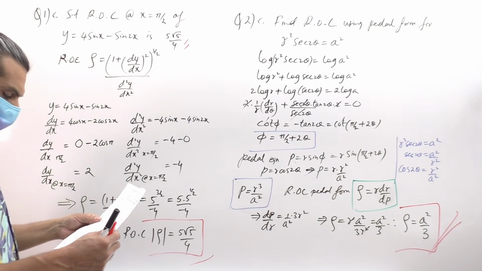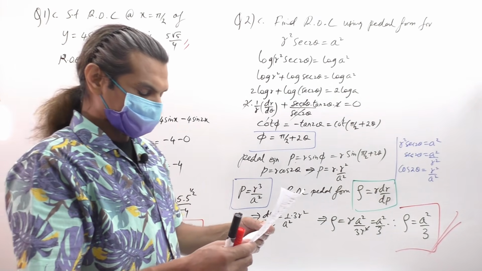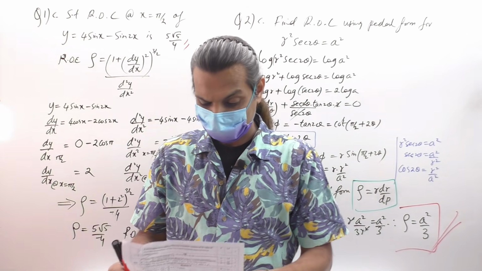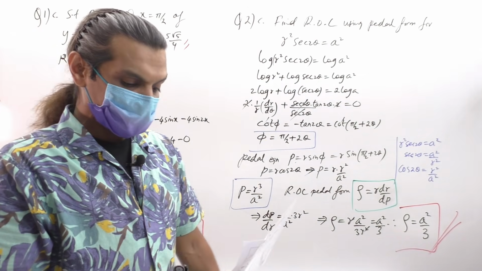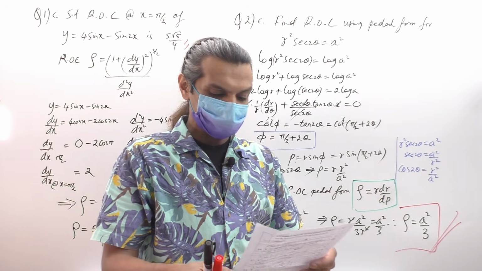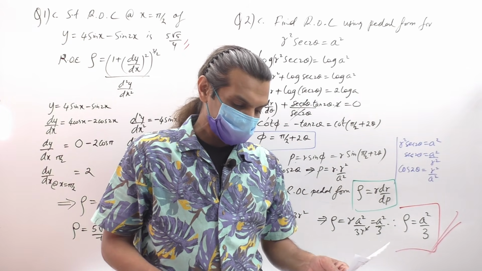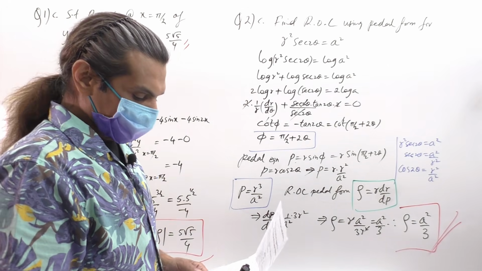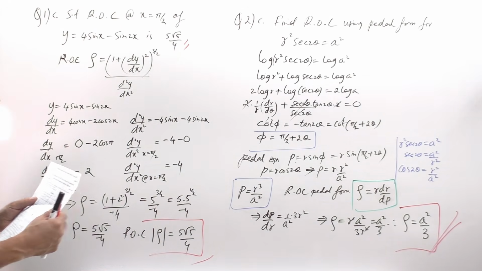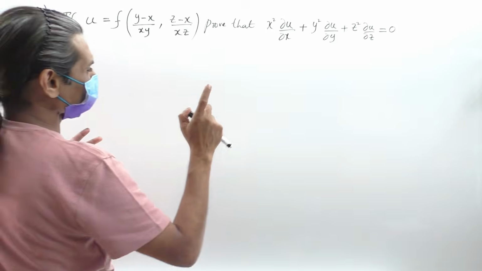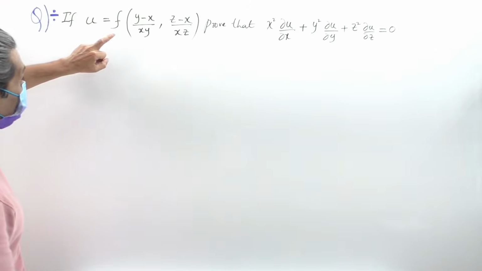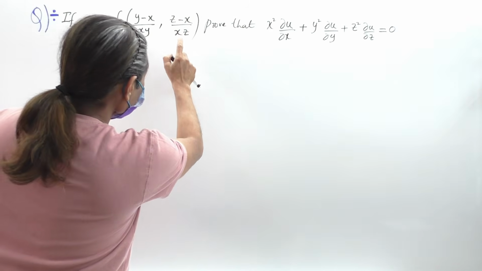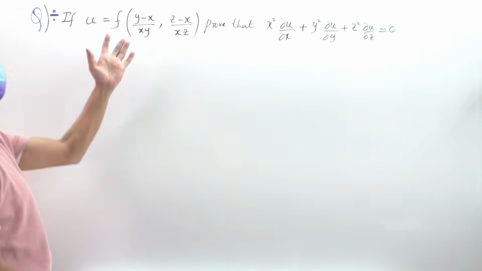That is, if u is equal to f of y minus x by xy, comma z minus x by xz, prove that x square dou u by dou x plus y square dou u by dou y plus z square dou u by dou z is equal to 0. Important problem from composite function. First time this has been discussed in the video, from the model question paper. Okay, so we'll do it here now. The problem here can be solved using chain rule. And see the question here, u is a composite function.